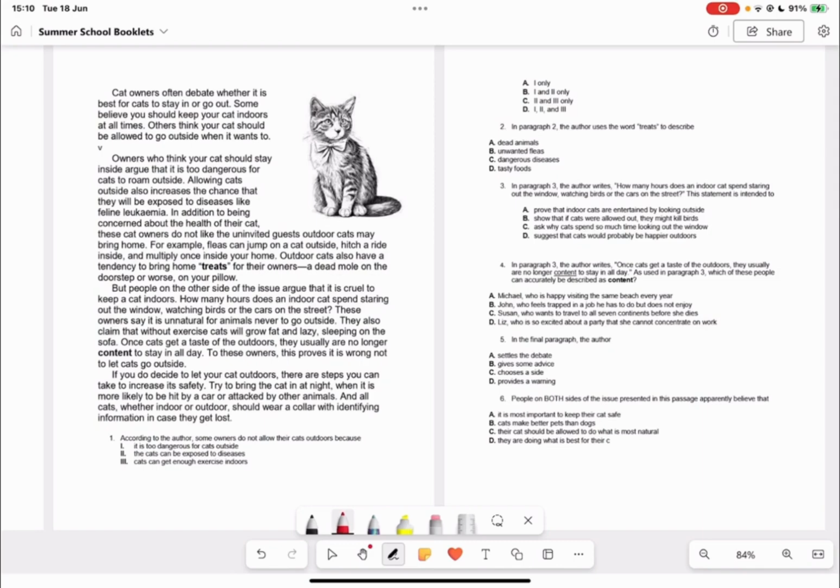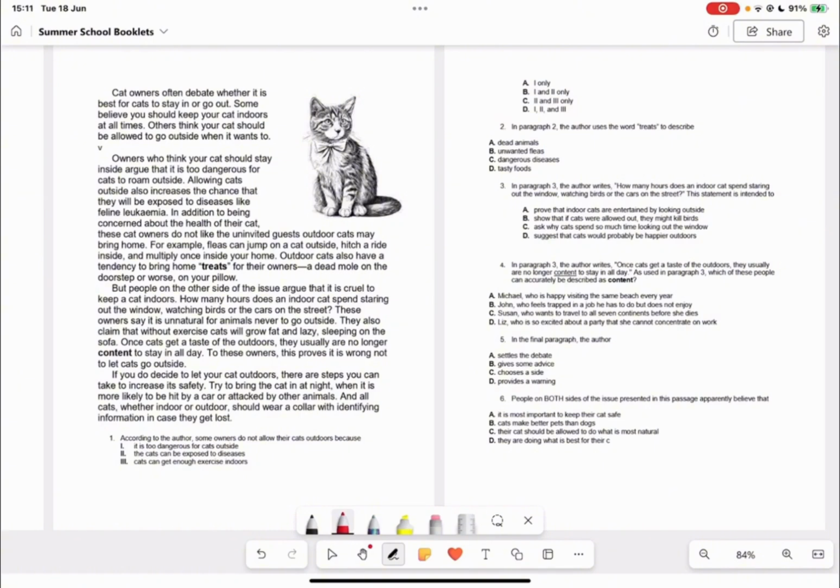If you do decide to let your cat outdoors, there are steps you can take to increase its safety. Try to bring the cat in at night, when it is more likely to be hit by a car or attacked by animals. And all cats, whether indoor or outdoor, should wear a collar with identifying information in case they get lost. Okay, question 1. According to the author, some owners do not allow their cats outdoors because it is too dangerous. The cats can be exposed to diseases.